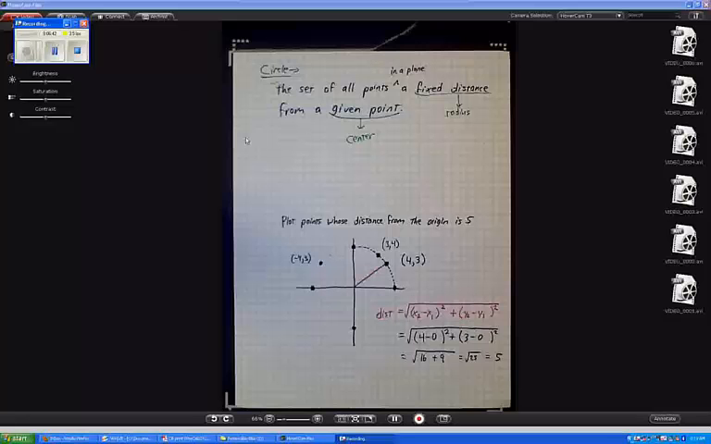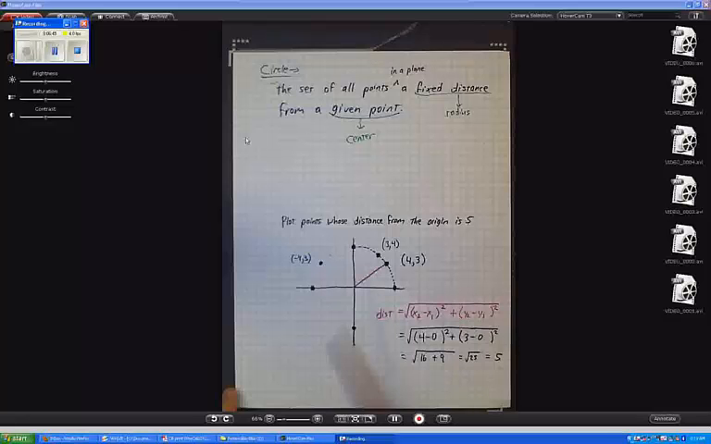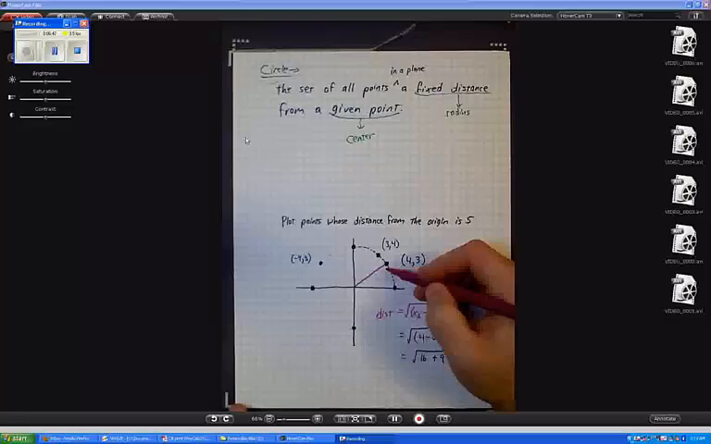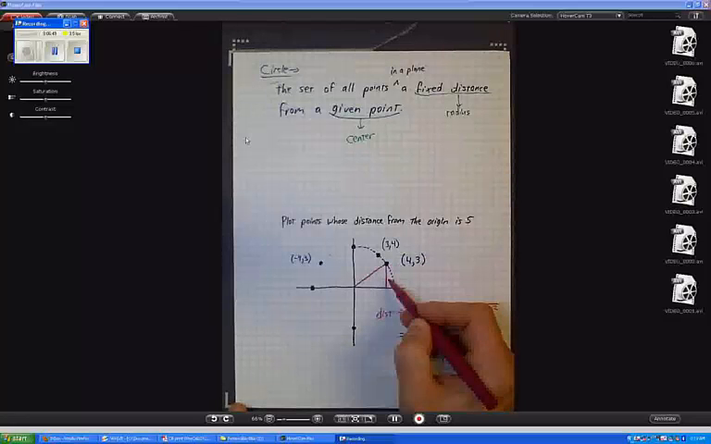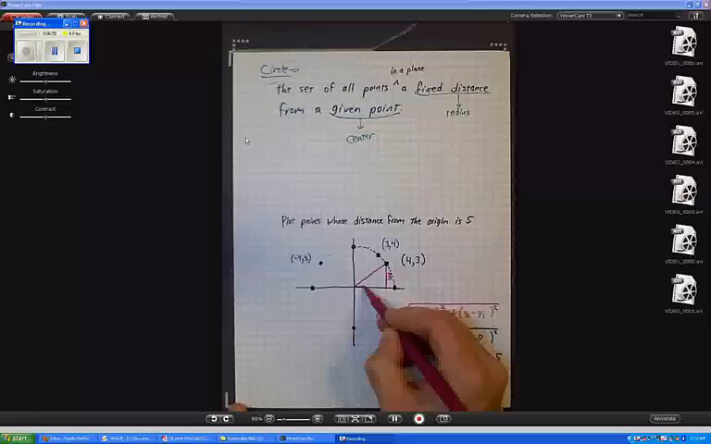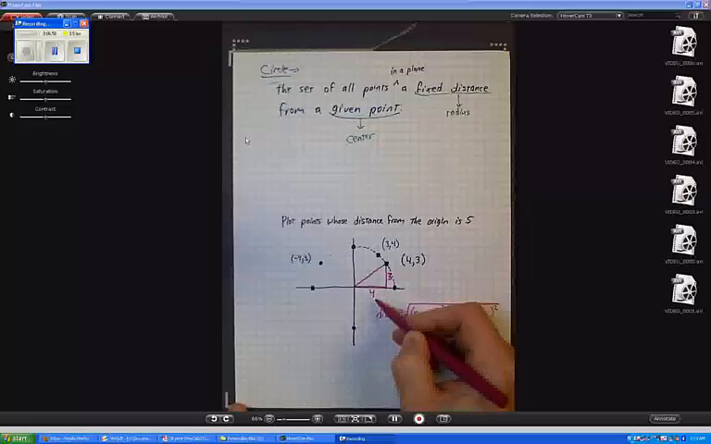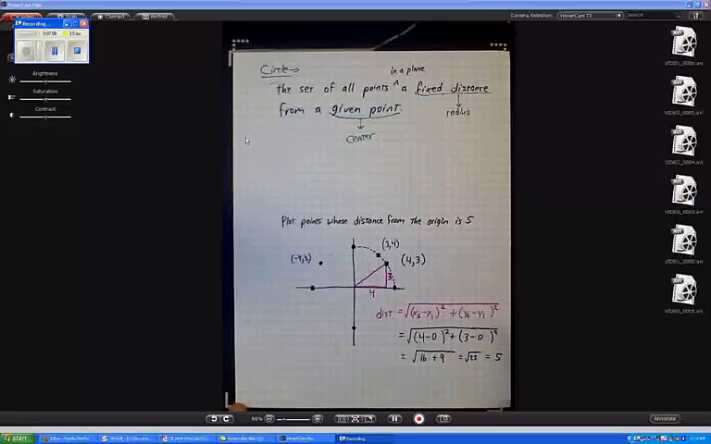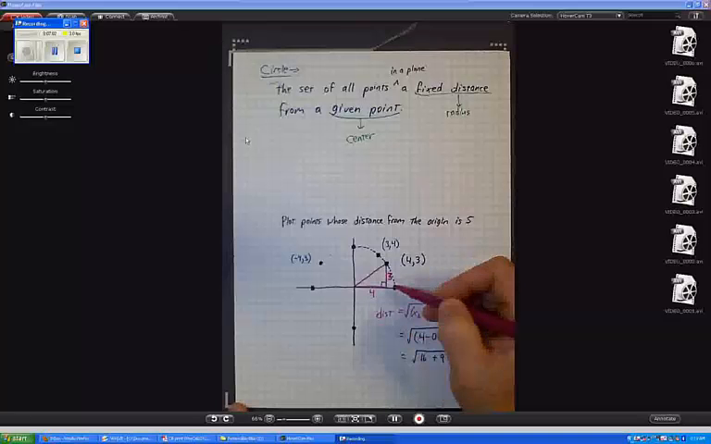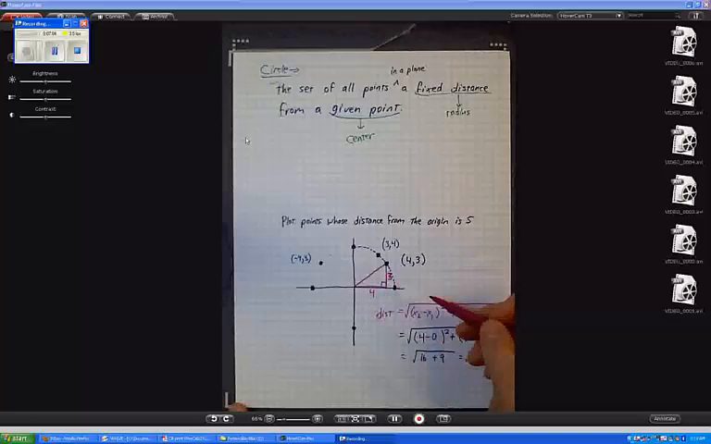Rise over run, right? If I were going to find the slope, I would need to know how much the rise is. Well, how much is that rise right there? That's 3. And how much is the run? 4. And what kind of triangle is this, ladies and gentlemen? A right triangle.